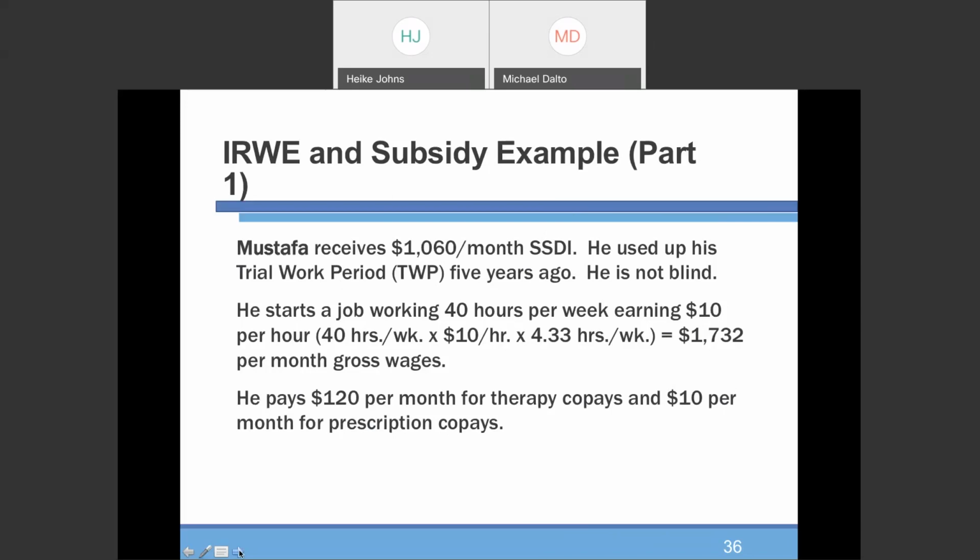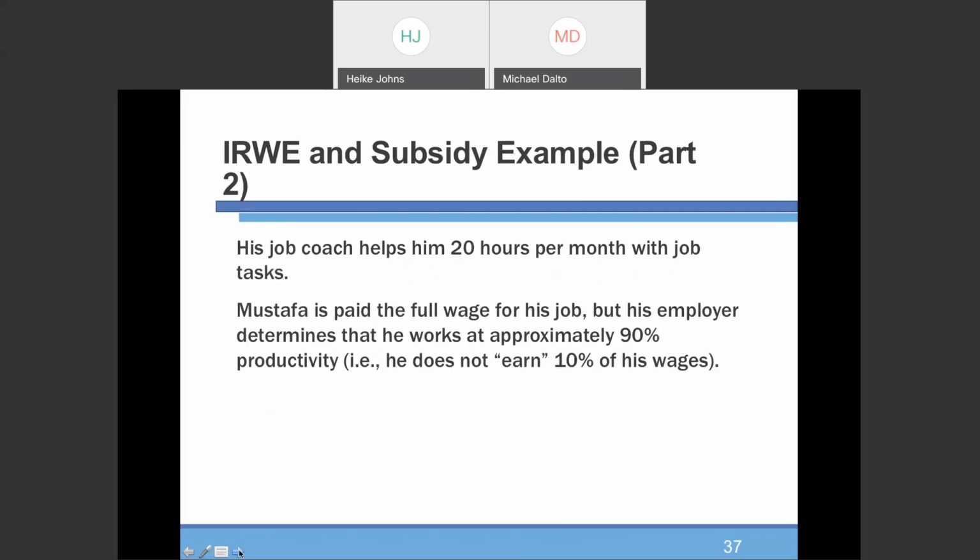But Mustafa has some potential work incentives here. He pays $120 a month for therapy copays and $10 a month for prescription copays. And if we could make the case that he needs therapy and prescriptions in order to be able to work, then these could be allowed as IRWEs. He also has a job coach who helps him 20 hours a month with his job tasks. And Mustafa is paid the full wage for his job, but his employer estimates that he works at about 90% productivity. In other words, he's paid 100% of the wage, but he's technically only earning 90% of it. So he's not technically earning the other 10% of his wage, and that would be a subsidy.